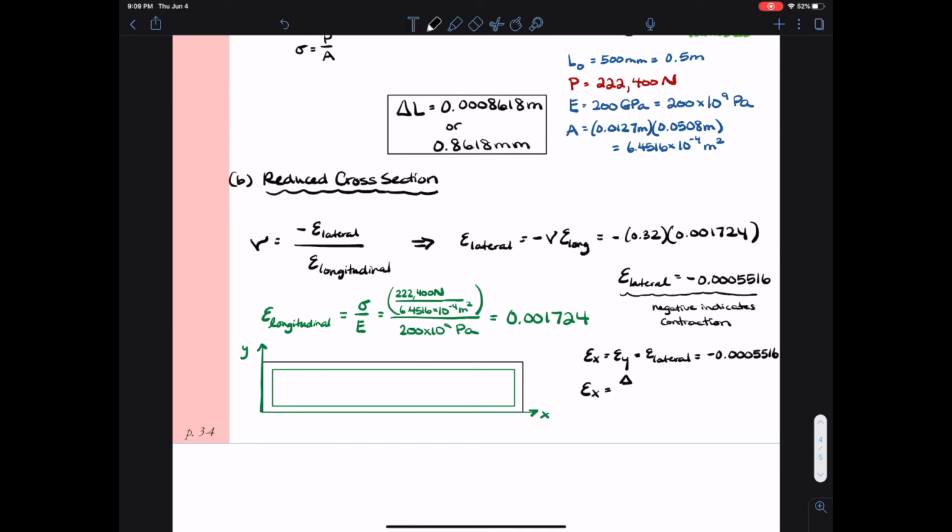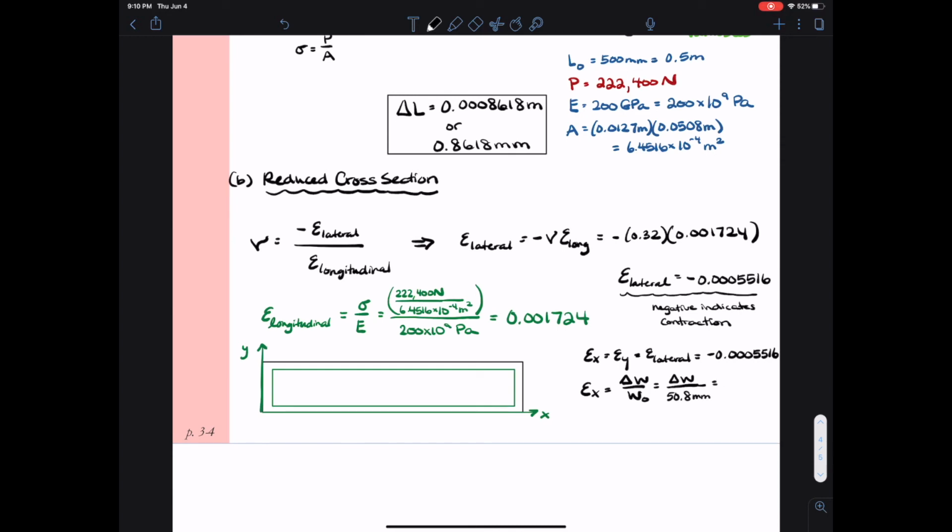So epsilon is just change in length over initial length. So in the x direction, I'll say that this is basically the change in the width of my plate divided by the initial width. So anytime we're dealing with strain, as long as we're taking a change in length and dividing it by the original length, that is our definition of strain.